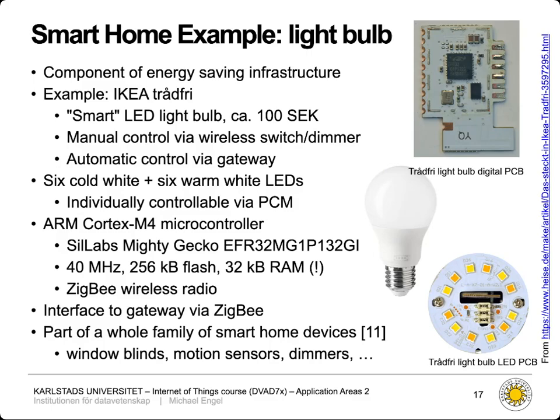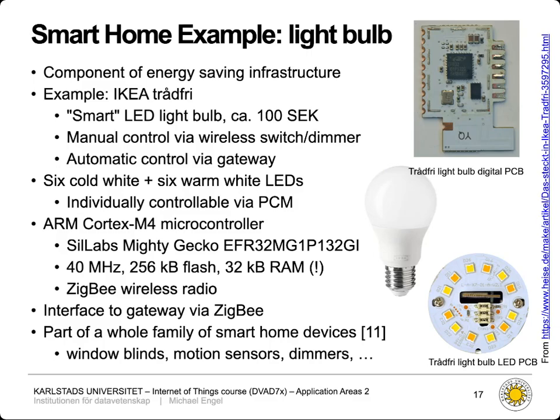And smart light bulbs, of course, are a premier example of smart home applications. So when you buy a light bulb, and here we show the example of an IKEA Tradfri light bulb, this is available for around 100 kroner. And there was a German magazine, linked here in reference number 11, that actually disassembled this light bulb to check what's inside. So how much electronics can you get for around 100 kroner?